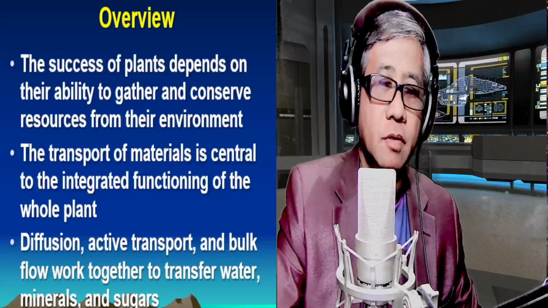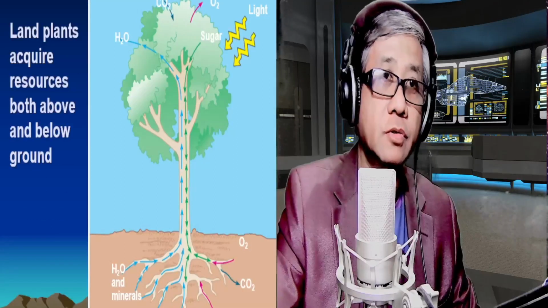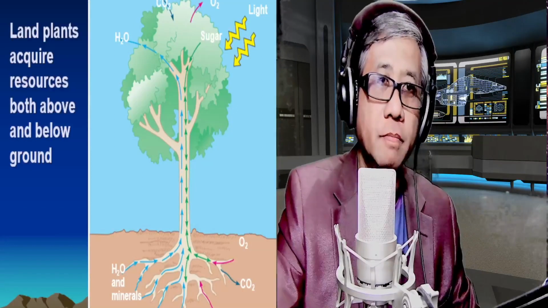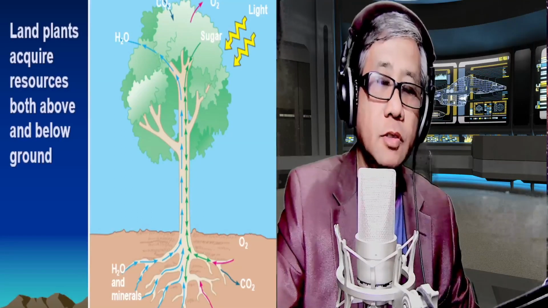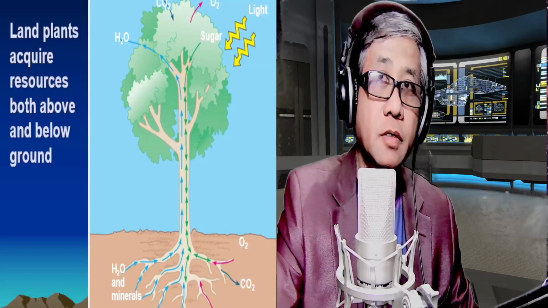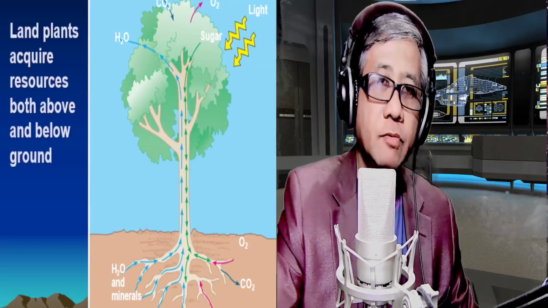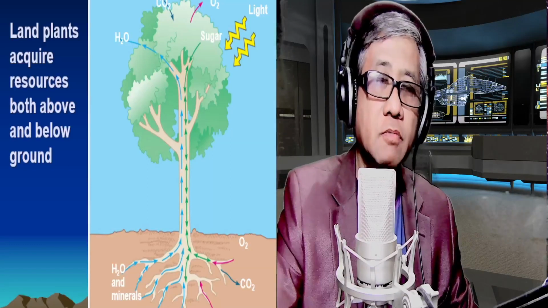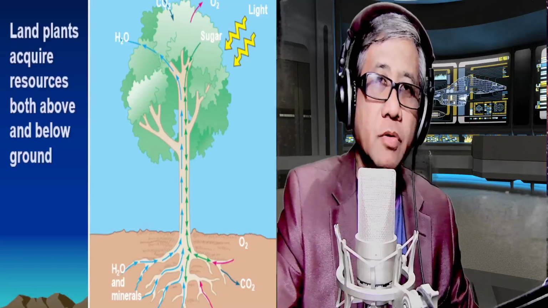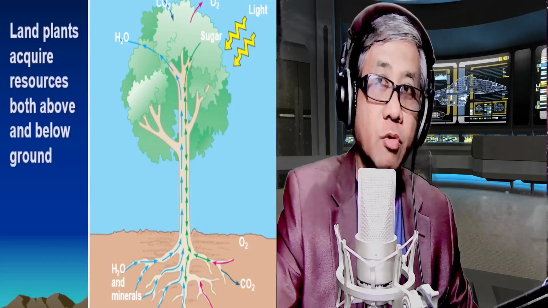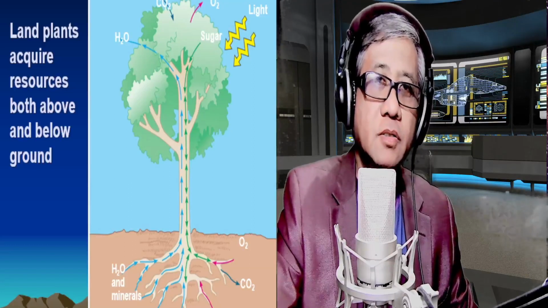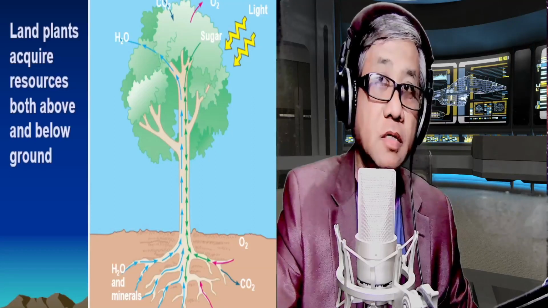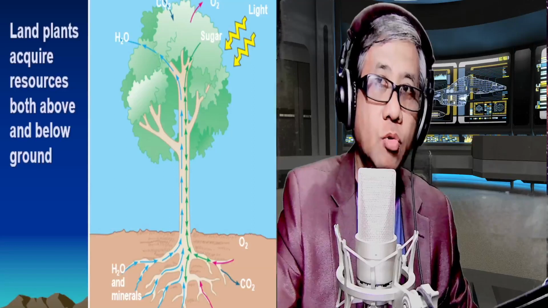Now we have to take note that land plants acquire resources both above and below ground. Resources like water and minerals from the soil, and carbon dioxide from our atmosphere. Water, as we know, is very essential for photosynthesis. Water is one of the main raw materials for photosynthesis. Also, carbon dioxide in our atmosphere enters the plant. So carbon dioxide and water are the essential raw materials for photosynthesis. The plants give off sugar and oxygen. So land plants acquire these resources both above and below ground.